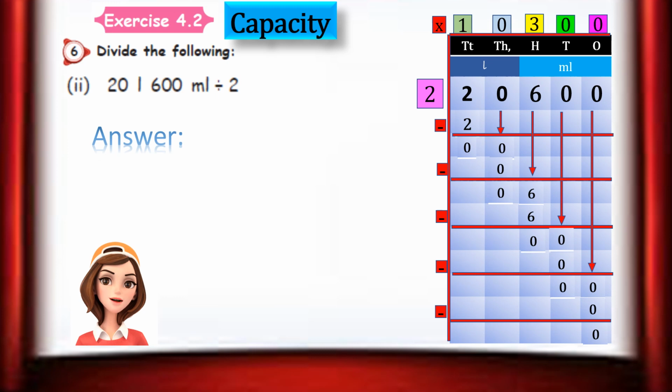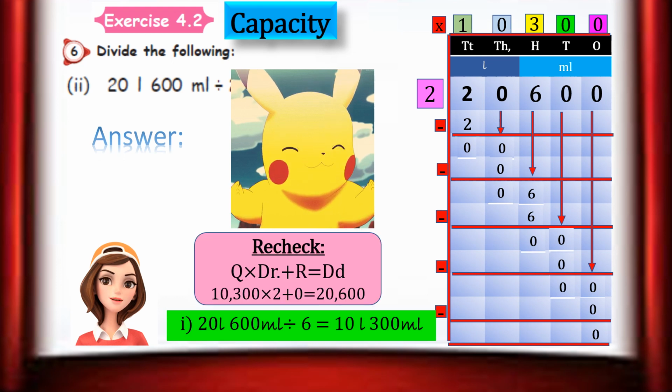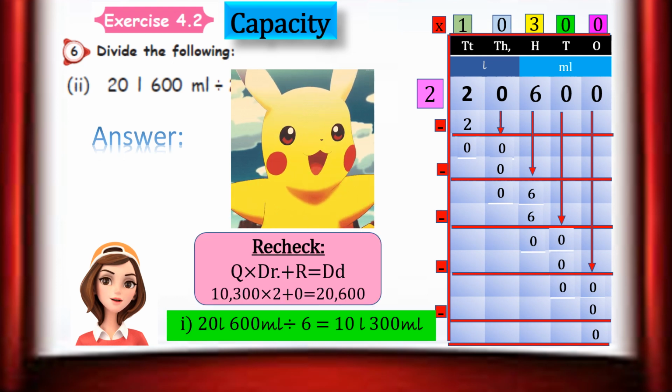Right? So close this. Let us split the answer. The 10 above the liter is the answer for liter, and the 300 above the milliliter is our milliliter. Right? Let us write like that. Answer is 10 liter 300 ml.